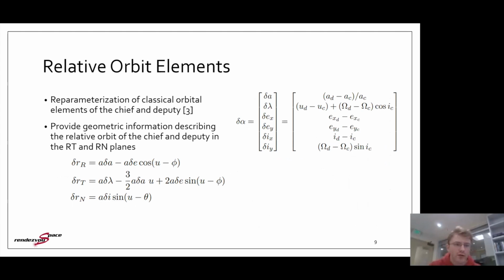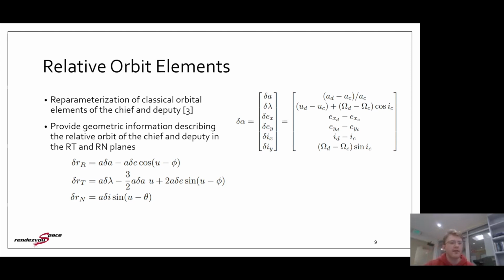A useful tool for describing the relative motion of these spacecraft in the RTN frame is a set of relative orbit elements. These are the quasi-non-singular relative orbit elements that I have here, and they are a reparameterization of the classic Keplerian orbital elements that many people are familiar with, combining the orbit elements of the chief spacecraft and the deputy spacecraft.